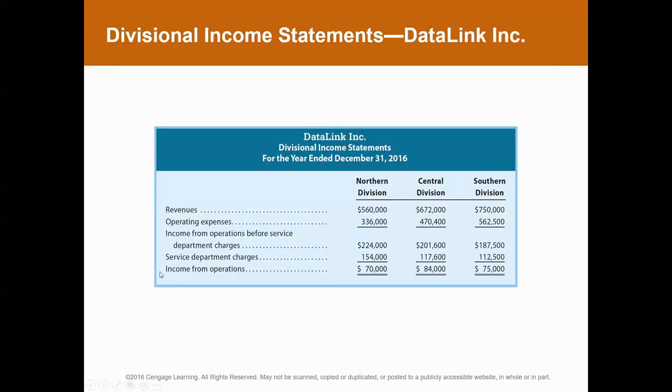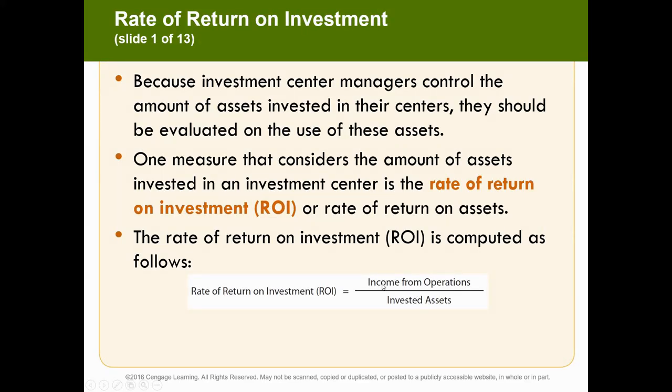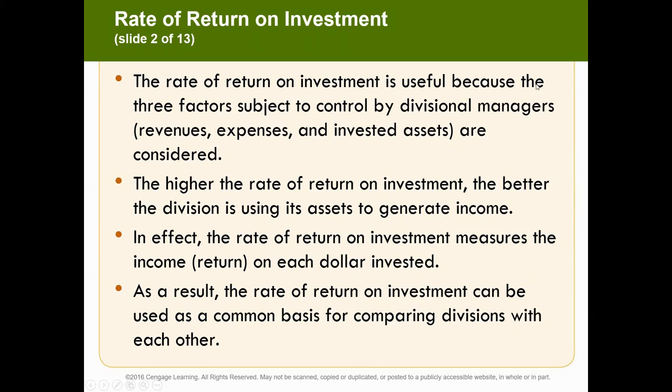I wanted to go back to this. You can see on the bottom we have our income from operations. That's derived by taking our revenue minus our operating expenses to get income from operations before service department charges. And then we have our service department charges. We take our income from operations before service department charges and subtract out our service department charges to get our income from operations. To get a return on investment, we take that income from operations amount and divide that by our invested assets. Think of invested assets as being your total assets, and you'll be able to find that on the balance sheet.